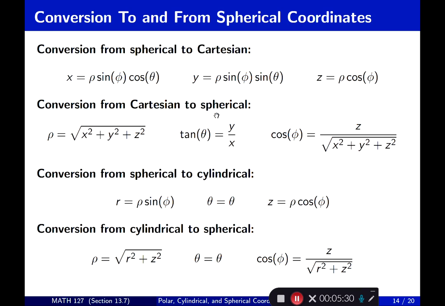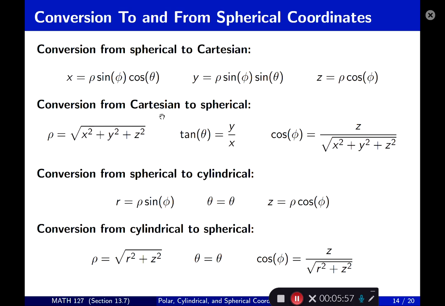So how do we convert? Conversion to and from spherical coordinates. Conversion from spherical to Cartesian uses these formulas. x is going to be rho sine phi cosine theta. y is going to be rho sine phi sine theta. z is going to be rho cosine phi.